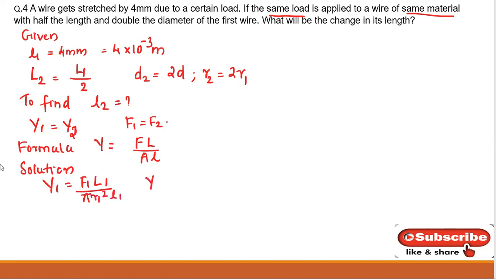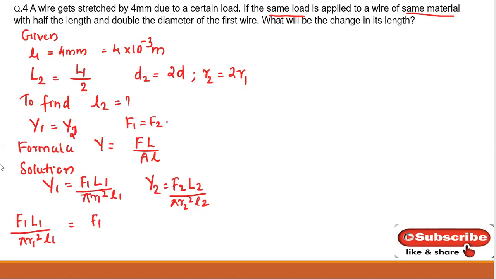Okay, and Y2 is F2 L2 upon pi R2 square L2. Okay, here they are the same material, so Y1 and Y2 are equal, so we can equate the RHS. That is F1 L1 upon pi R1 square L1 is equal to... Now listen, F1 and F2 are equal because the same load is applied. So instead of F2, I am writing F1.